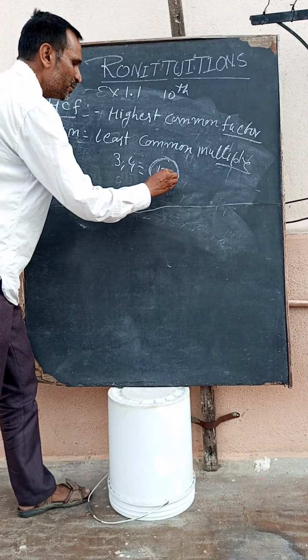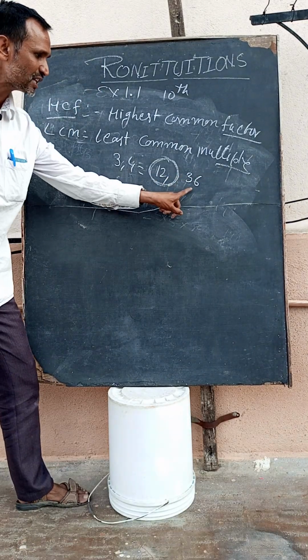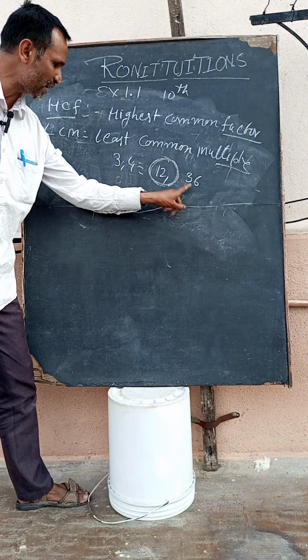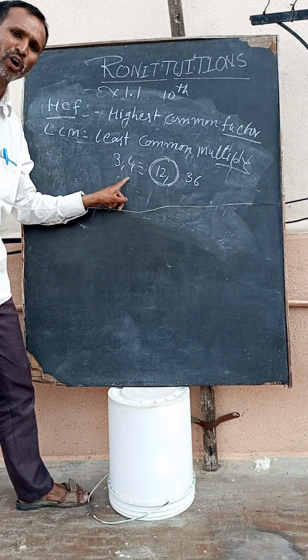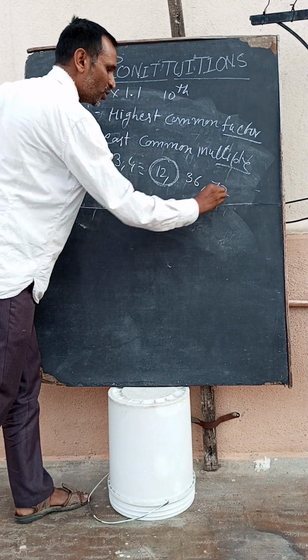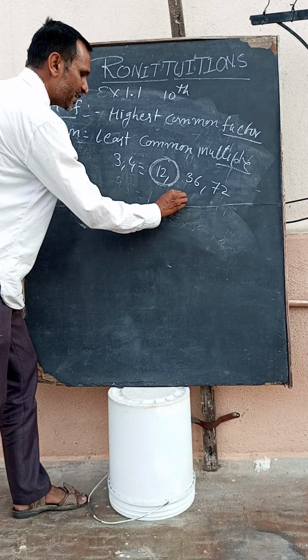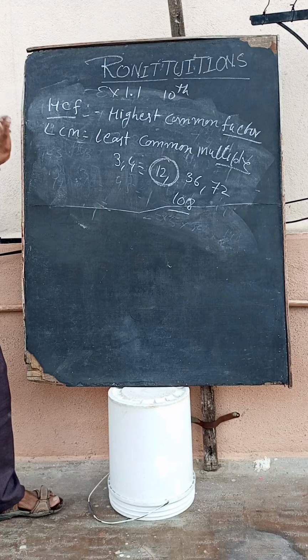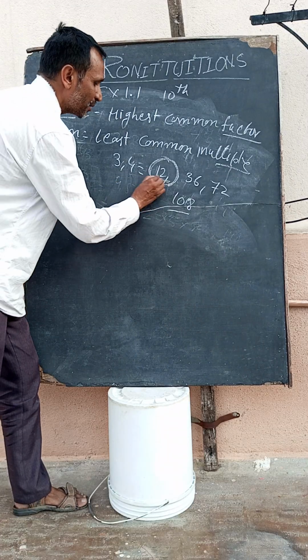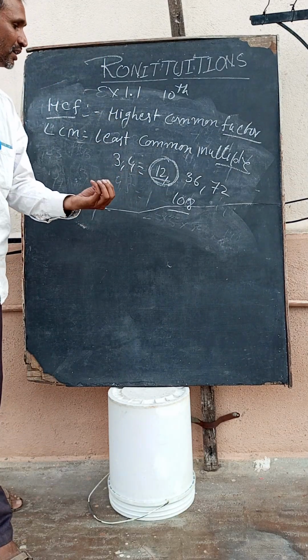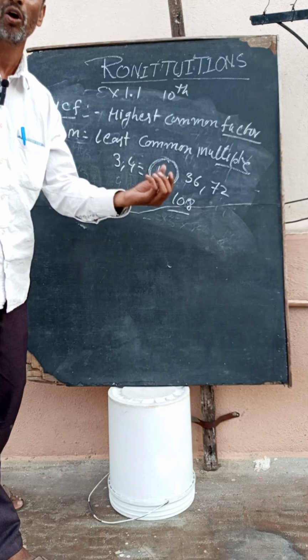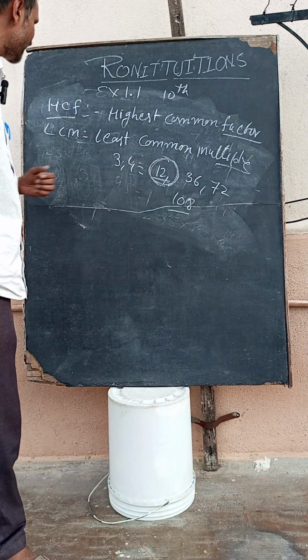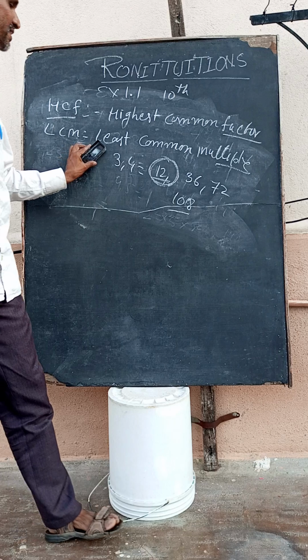It can be 36 also, a number that is divisible by 3 and also by 4. It can be 72 also, 108 also, like that. But the LCM is the least, the smallest number that is divisible by the given two or three numbers, whatever numbers are given. That is called the LCM.